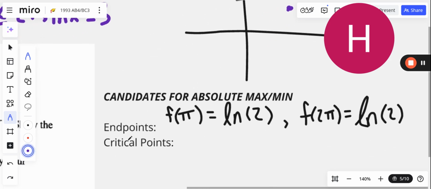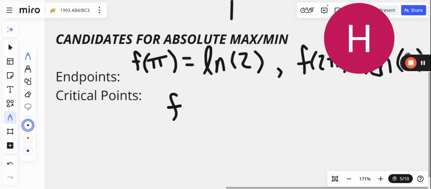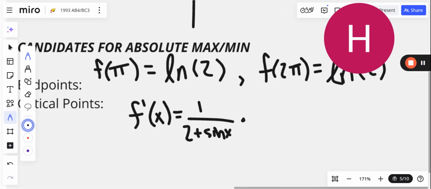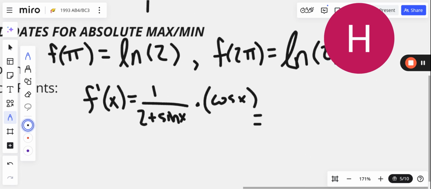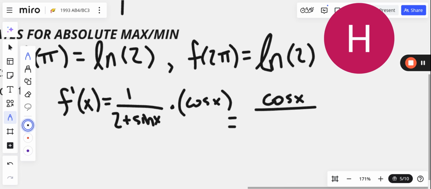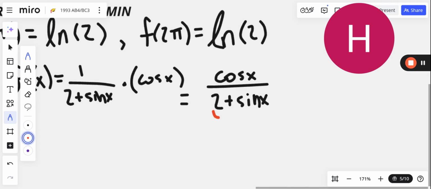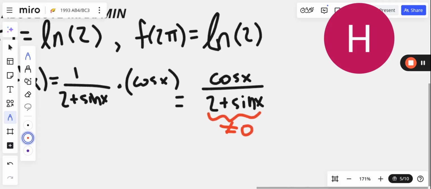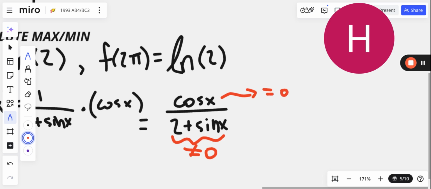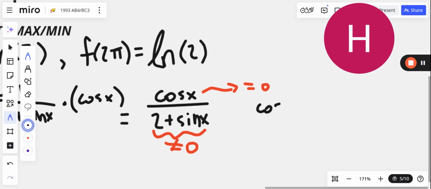All right, let's find the critical points by taking the derivative. f prime is equal to 1 over 2 plus sine x, times the derivative of the inside, which is cosine of x. So if we put that all together, we get cosine of x over 2 plus sine of x. This can't be undefined because the bottom part will never be 0. This can only be 0 when cosine of x is equal to 0. So when is cosine of x equal to 0? That should be very easy. It comes from pre-calculus, some trigonometry basics.